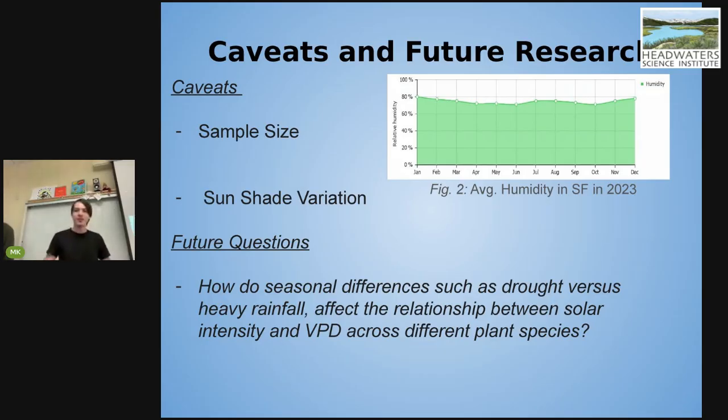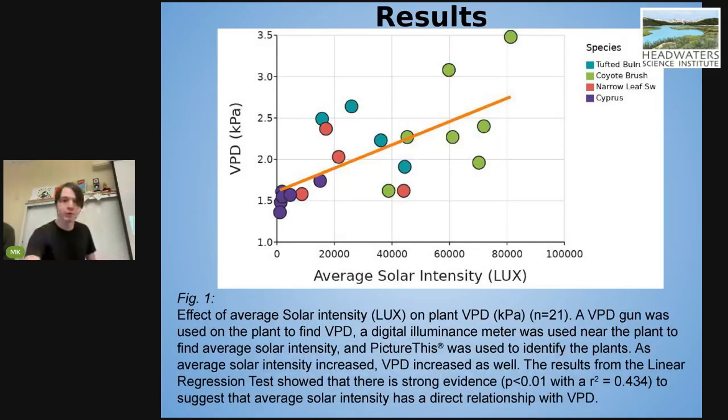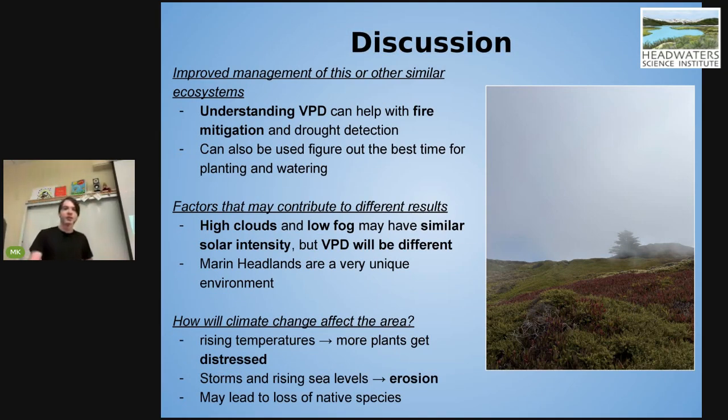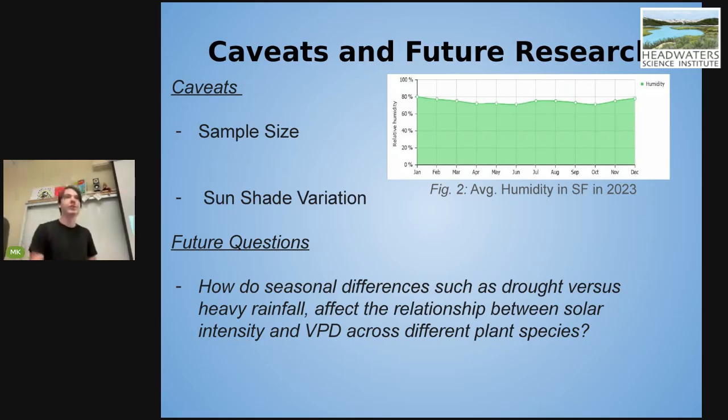For example, if you go back and look at this tufted bulrush, you can see how it doesn't really reflect the overall slope and trend of our data. I think this could definitely be mitigated if we had more data, because as we've seen, it definitely fits the biological context: as the solar intensity increases, the VPD also increases. So by having more data, we can more accurately represent the trend line, and we can also have a more accurate conclusion that reflects the research we've done.